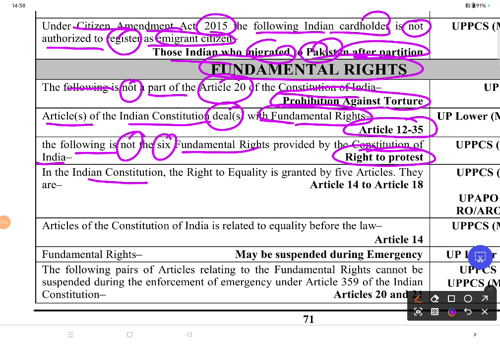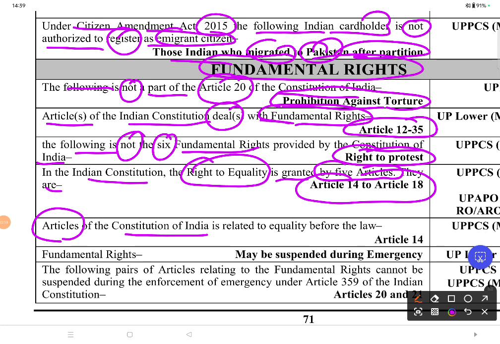In the Indian Constitution, the right to equality is granted by 5 articles. They are Article 14 to 18. Articles of the Constitution of India is related to equality before the law. Article 14. Fundamental rights may be suspended during emergency.